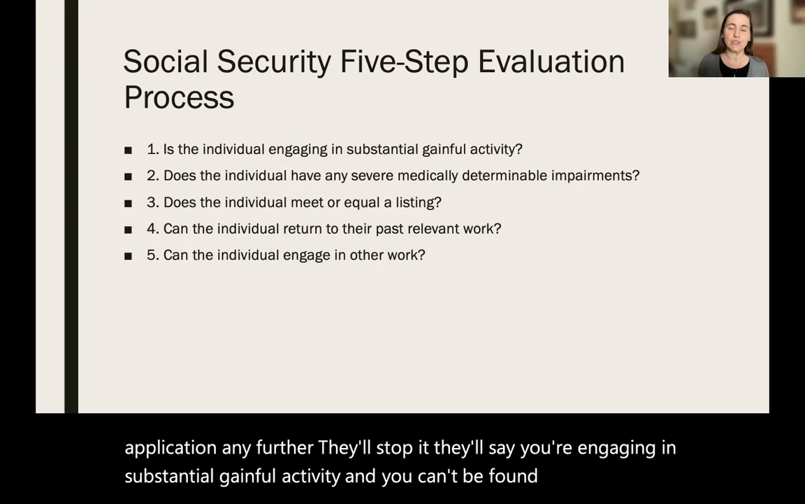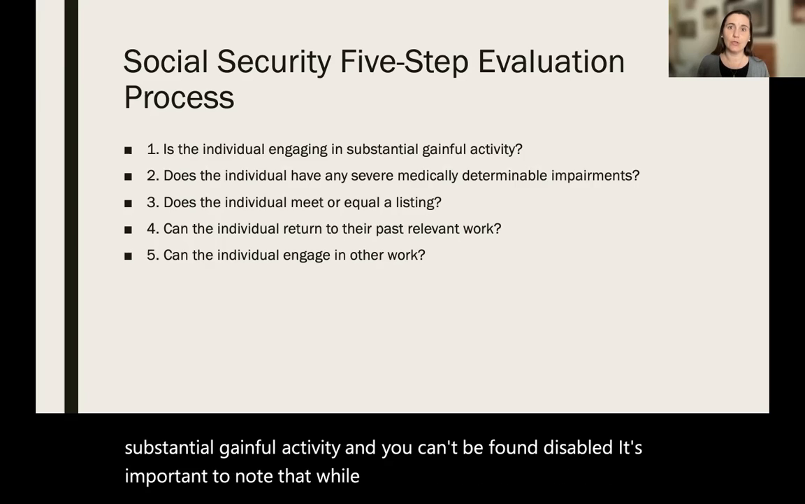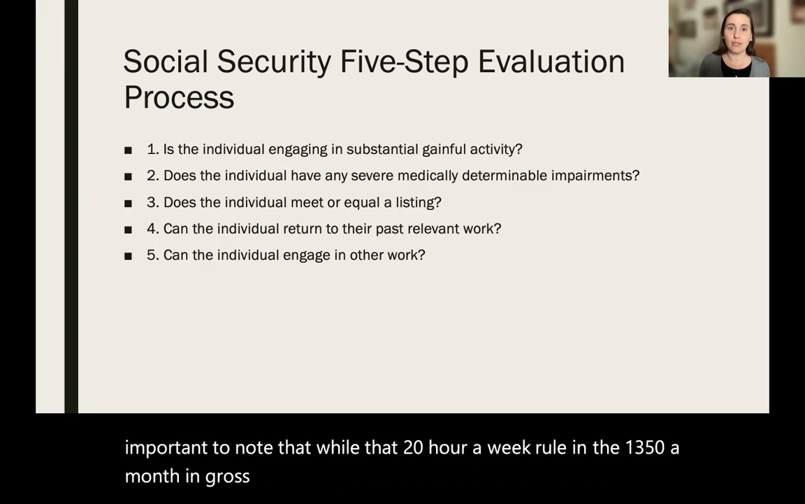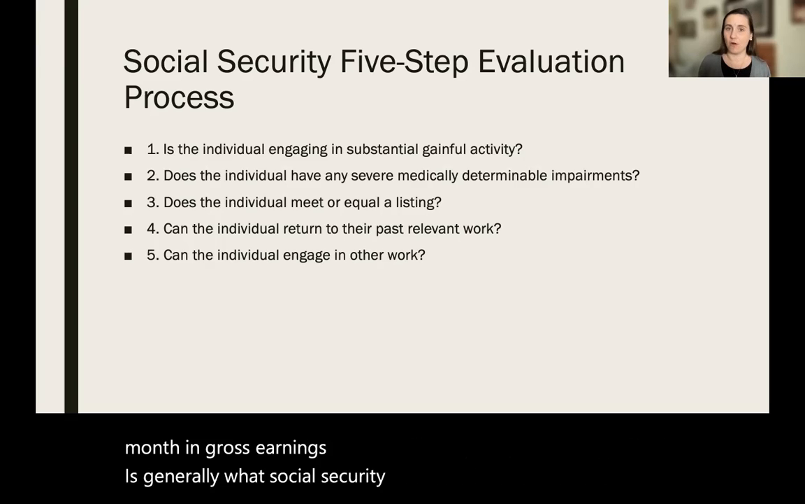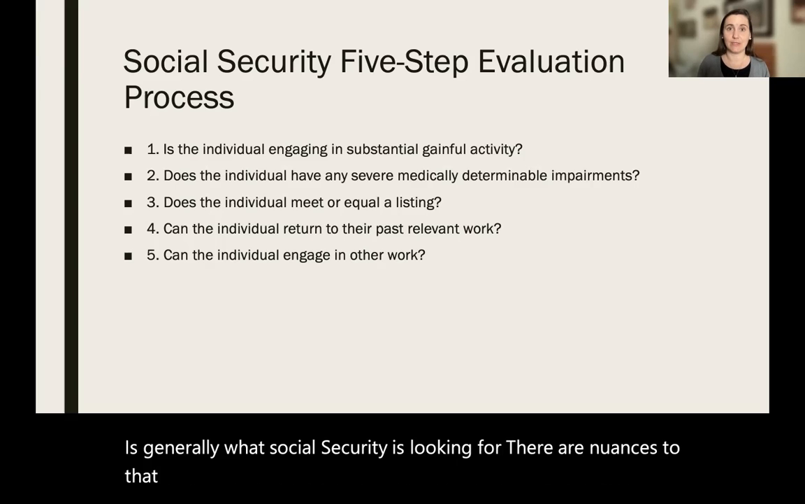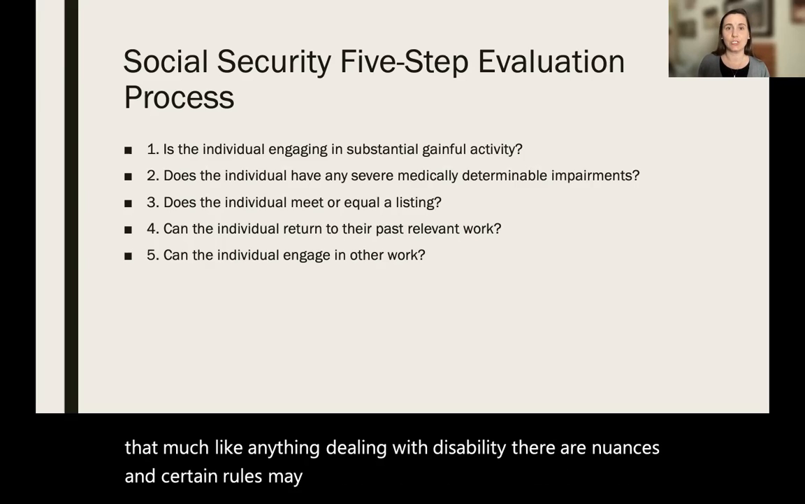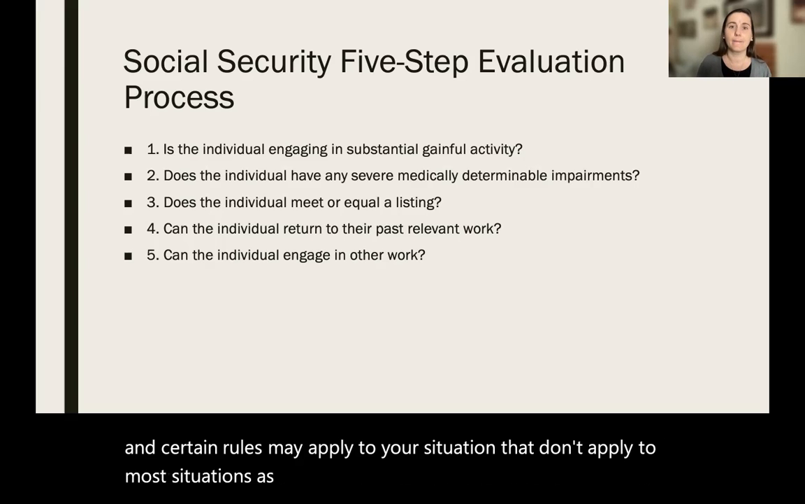It's important to note that while that 20-hour-a-week rule and the $1,350 a month in gross earnings is generally what Social Security is looking for, there are nuances to that. Much like anything dealing with disability, there are nuances and certain rules may apply to your situation that don't apply to most situations, as everybody's situation is unique.